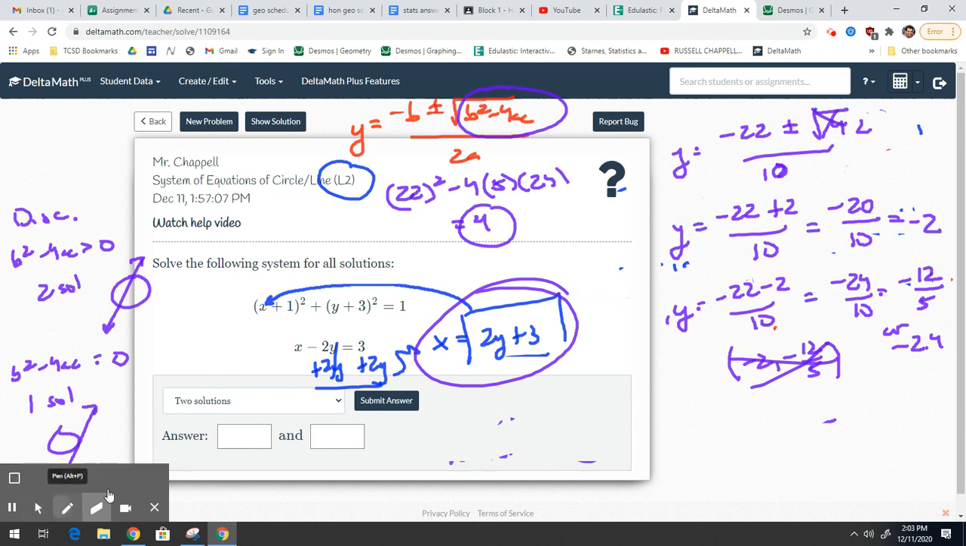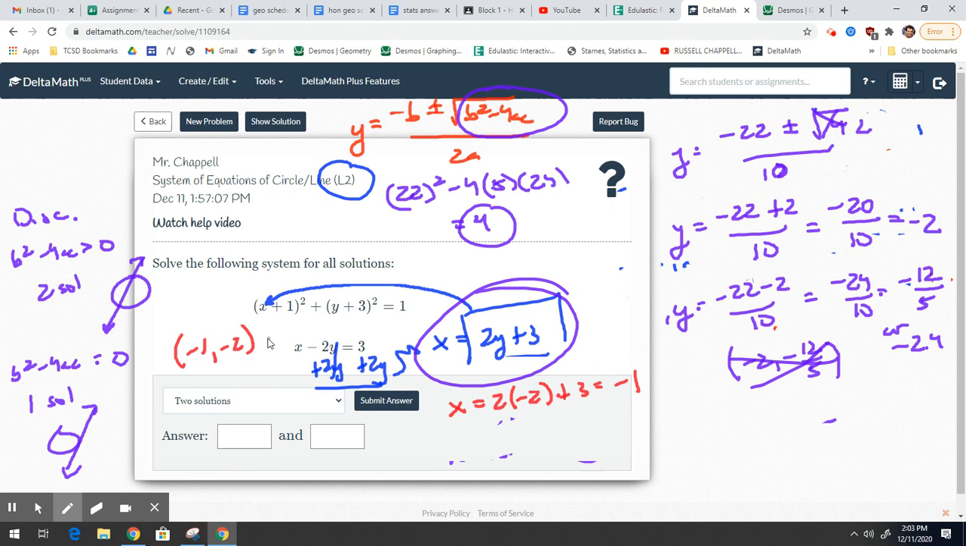All right, let's take a look. So x equals, let's plug in the easy one, negative 2. So 2 times negative 2 plus 3. That's negative 4 plus 3, which is negative 1. So one of your solutions that I'm going to put in is going to be negative 1, negative 2. Remember, we plugged in the y, we get out the x, in this case negative 1, negative 2.